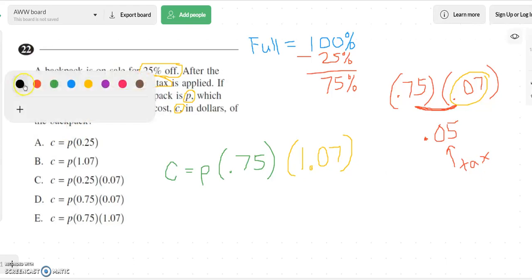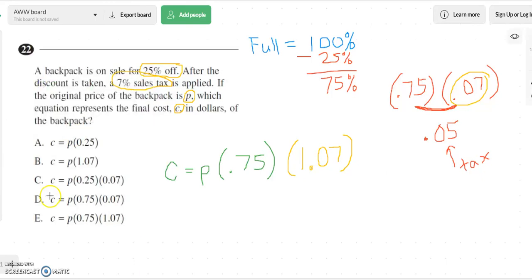So let me explain through process of elimination what's happening. A tells us that the cost of the item is the original price times 0.25 or 25%. That's incorrect because that's the amount that's actually on sale, okay? B says the cost of the item is the original price times 1.07. What this would be is actually the original price plus that 7% sales tax. So that's not the answer.